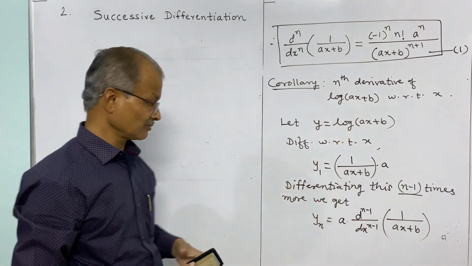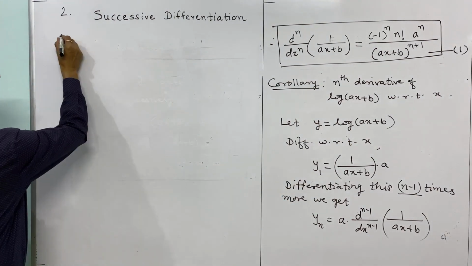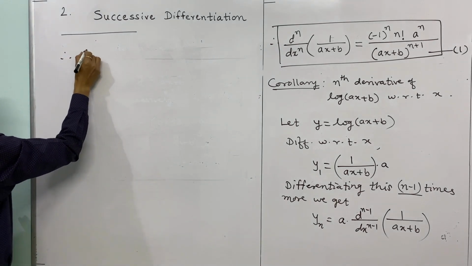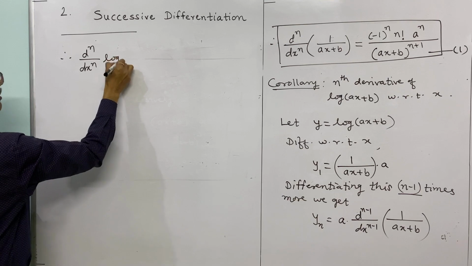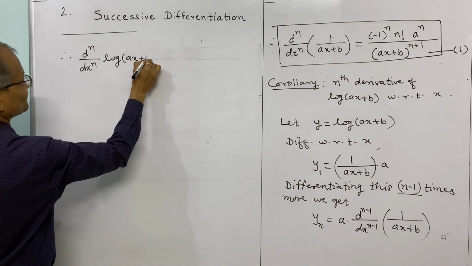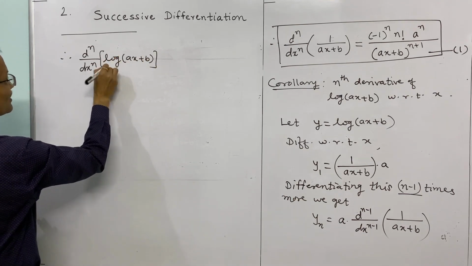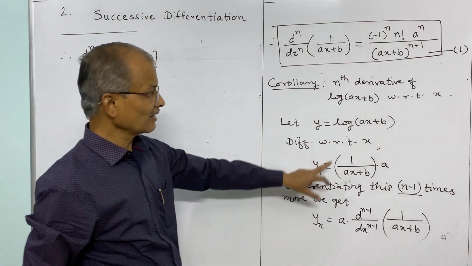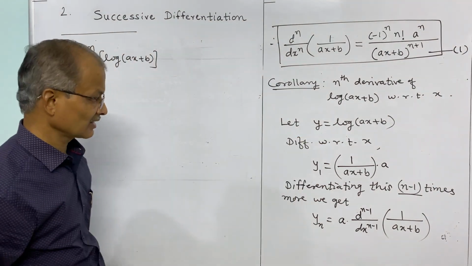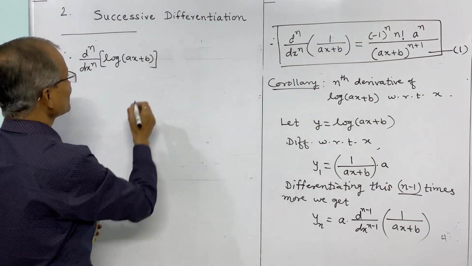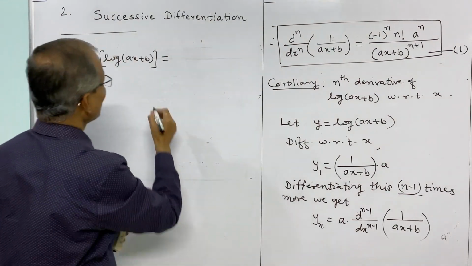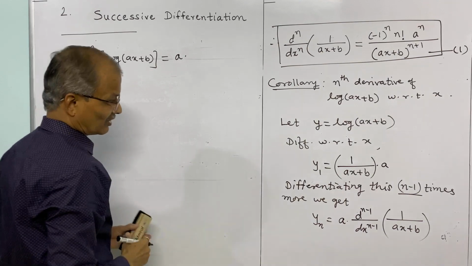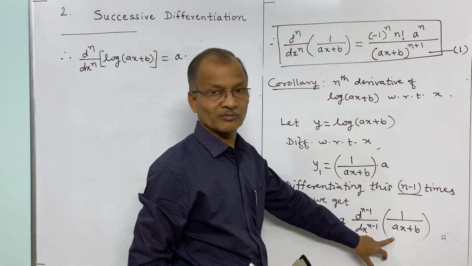Log of ax plus b, and therefore the nth derivative of log of ax plus b is, now what is the right side? So this is yn, which means the nth derivative of y, and y is log of ax plus b. The right side is this, where a can be written as it is, and you see what is the n minus 1th derivative of this.